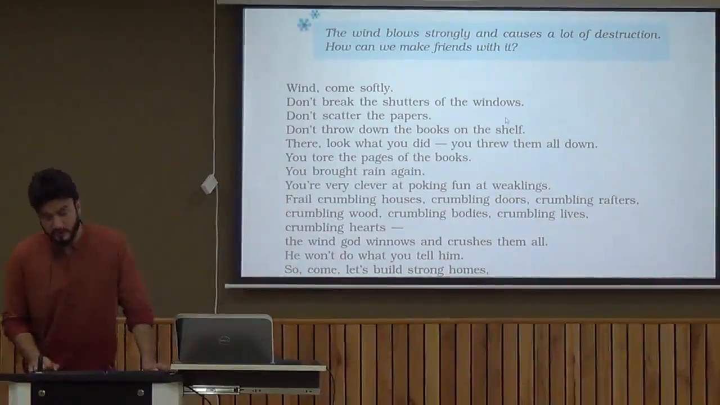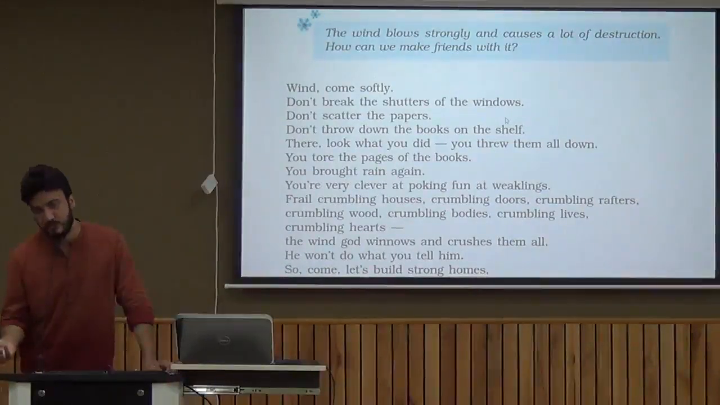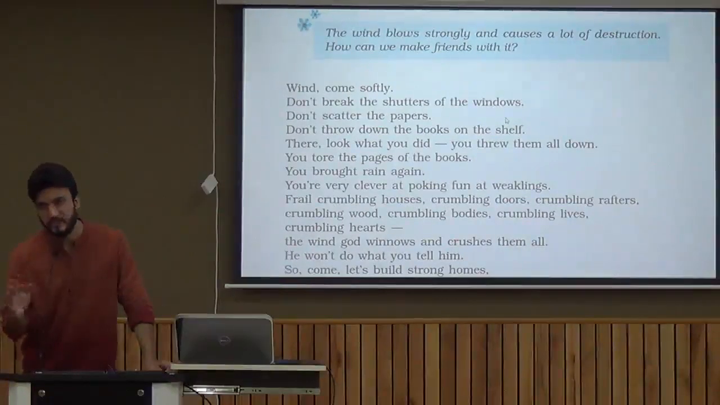You threw them all down. You tore the pages of the books. You brought rain again. Now rain here serves as a metaphor. It serves as a symbol. Now he's telling that you tore the pages of the books. Now books can also be used as a metaphor or a symbol, because books might portray our lives. So whenever there are problems in our lives, wind itself is a metaphor, wind itself is a symbol.